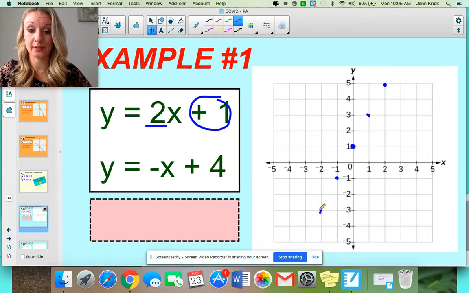Notice how it just completes the line. And then I'm going to connect. And we're going to pretend that that's straight.